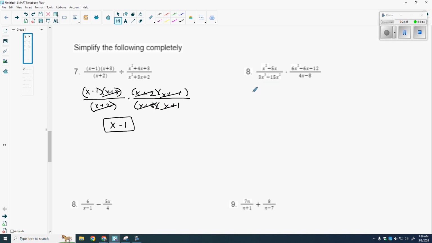Question 8, factor, factor, factor. What goes into x squared and 5x? An x. What goes into 3x cubed and 15x squared? A 3x squared. What's left? An x minus 5. Multiplication, do not flip it. What goes into all three of these? 6. And I get x squared minus x minus 2. Leave the 6 alone. Factor the inside mess.